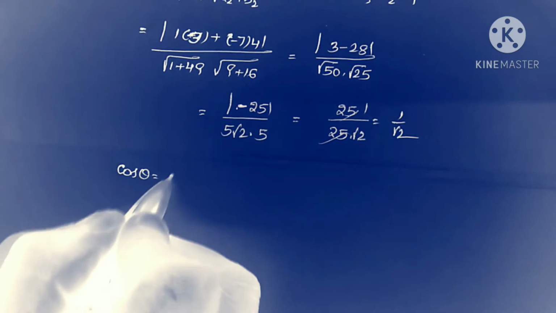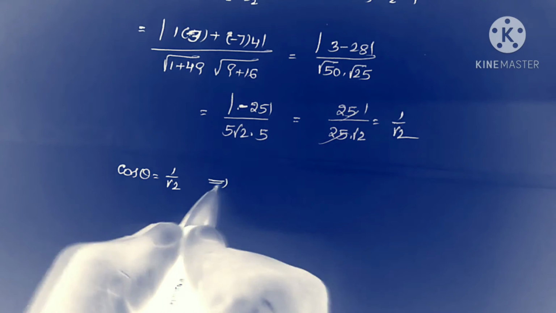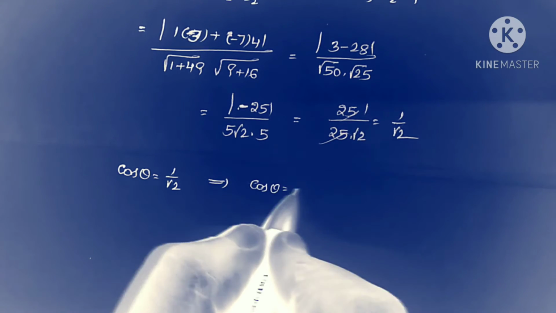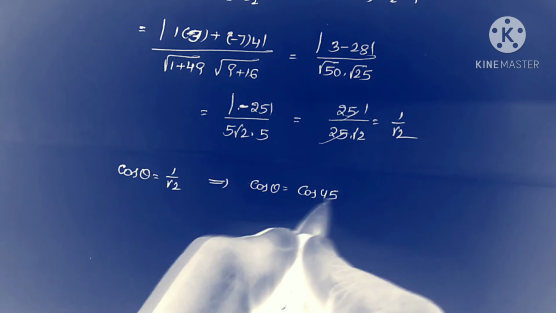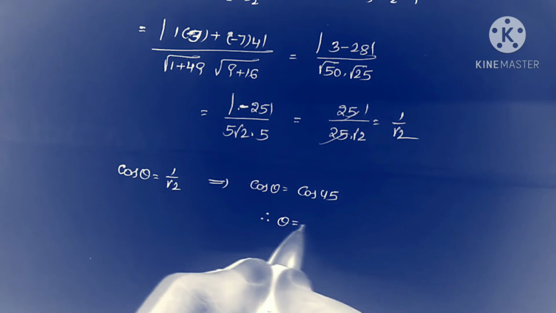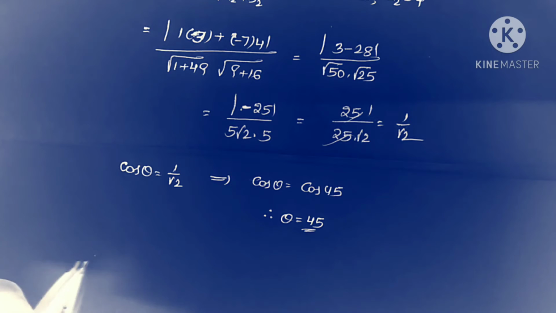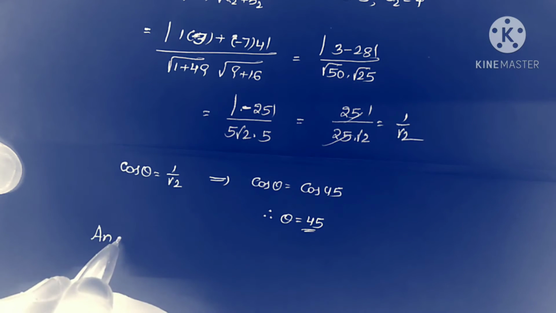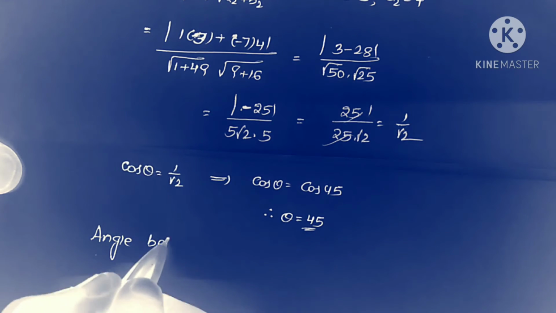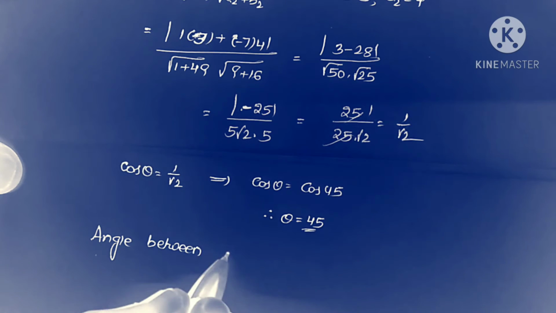Therefore cos theta is equal to 1 by root 2, that is, cos theta is equal to cos 45 degrees. Therefore the angle theta is equal to 45 degrees. So the first angle is equal to 45 degrees here. Next we find the angle between the lines 2 and 3.